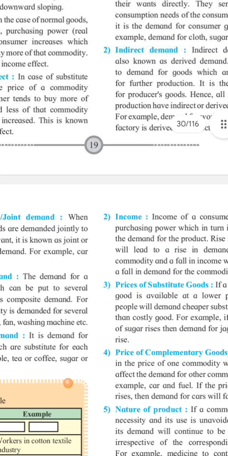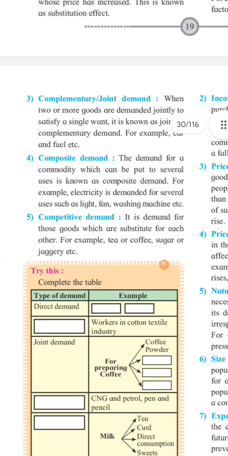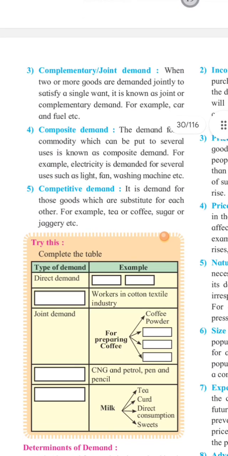Next, complementary or joint demand. Demand for goods used together to satisfy one want is known as joint demand or complementary demand. For example, you can see car and petrol, pen and ink, tea and sugar. Composite demand: demand for goods having multiple uses is known as composite demand. Examples are electricity, milk, coal.